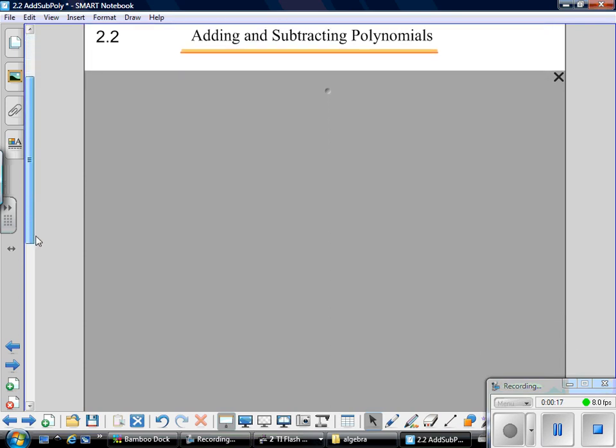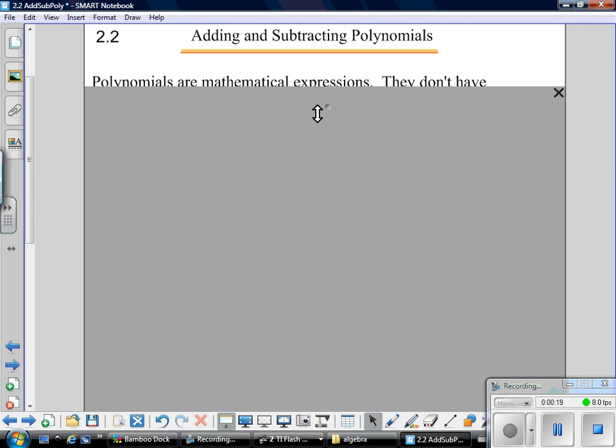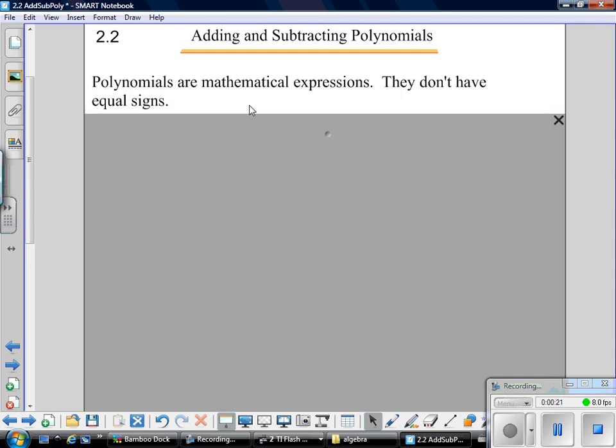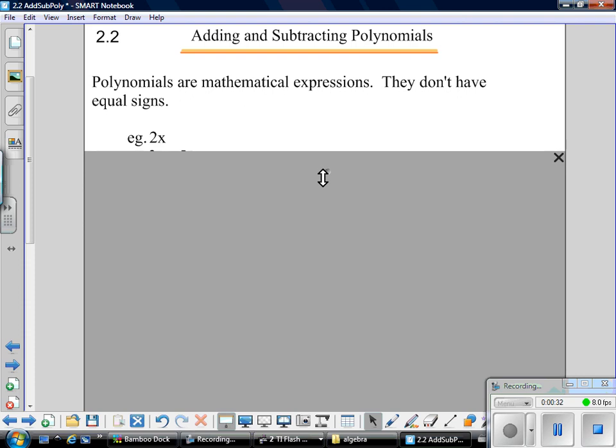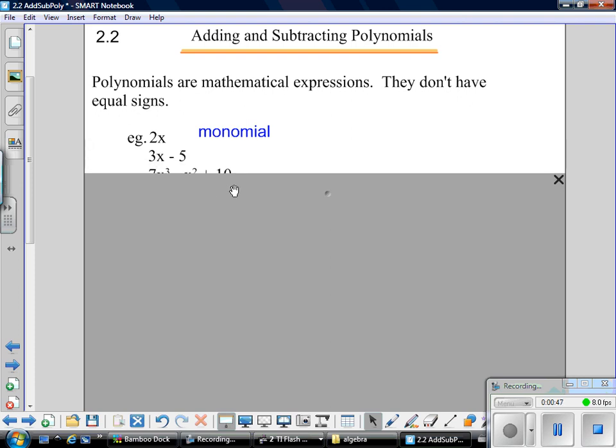Well, you've actually worked with polynomials, you just didn't know that's what they were called. So first of all, polynomials are mathematical expressions that don't have equal signs. So actually what we were doing yesterday were polynomial expressions as well. For example, if I have 2x, it's only one term, and it is a polynomial, and it actually has a fancy name called monomial. Mono standing for one. So one term's called a monomial.